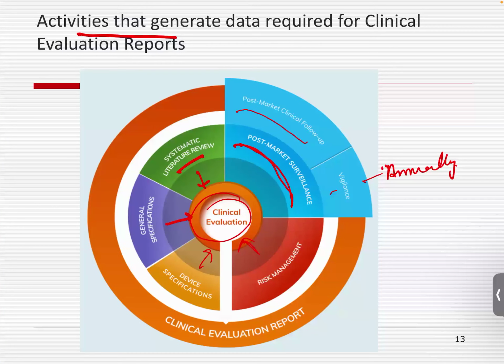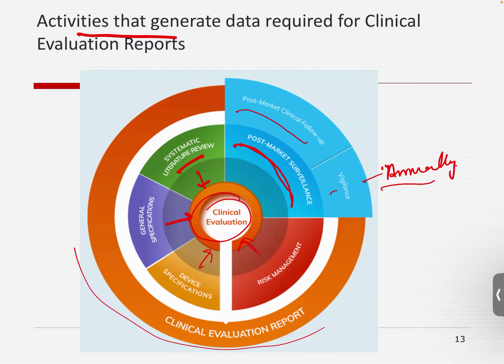So in today's class, if you wanted to take the main high-level information: the evaluation report is for devices, correct? The data comes from either literature or from your clinical investigation studies. What else? That it should be updated annually. And this is the crux: from which sources the data is coming. If you can't remember anything else from today's class, I'll say memorize this graph.